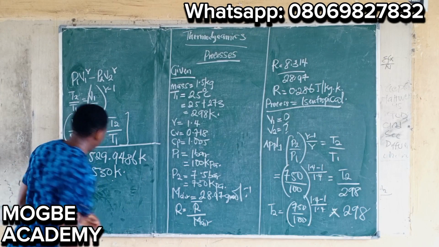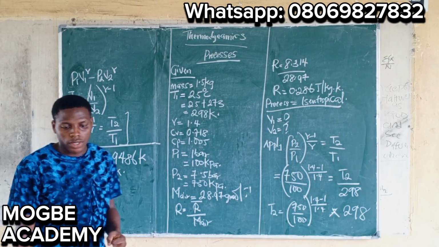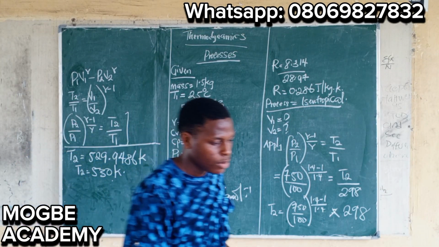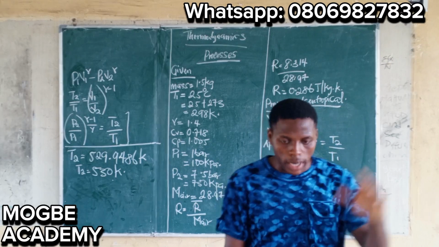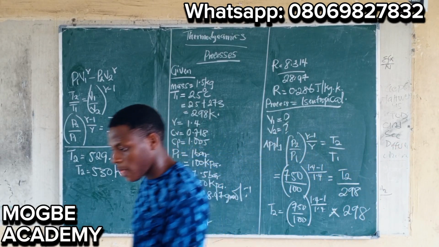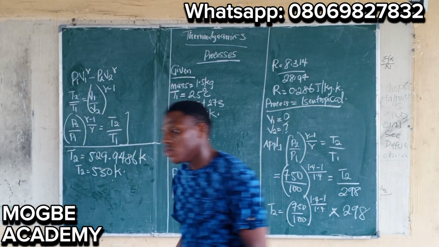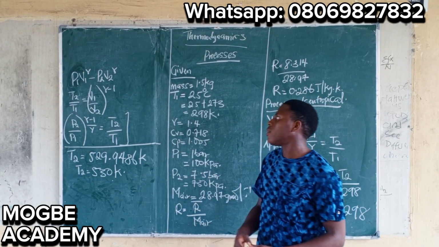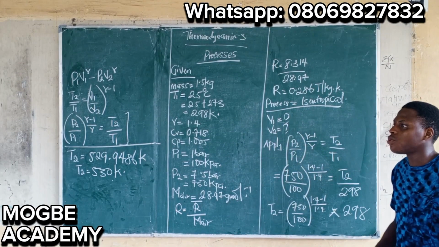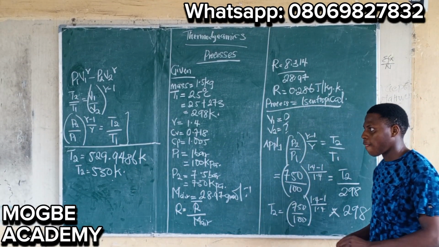530 Kelvin. That's our final temperature. So we solved for one part of the question. What's the second thing? Find the volumes. Now let's get the volume, V1 and V2. Now how do you get the volume?